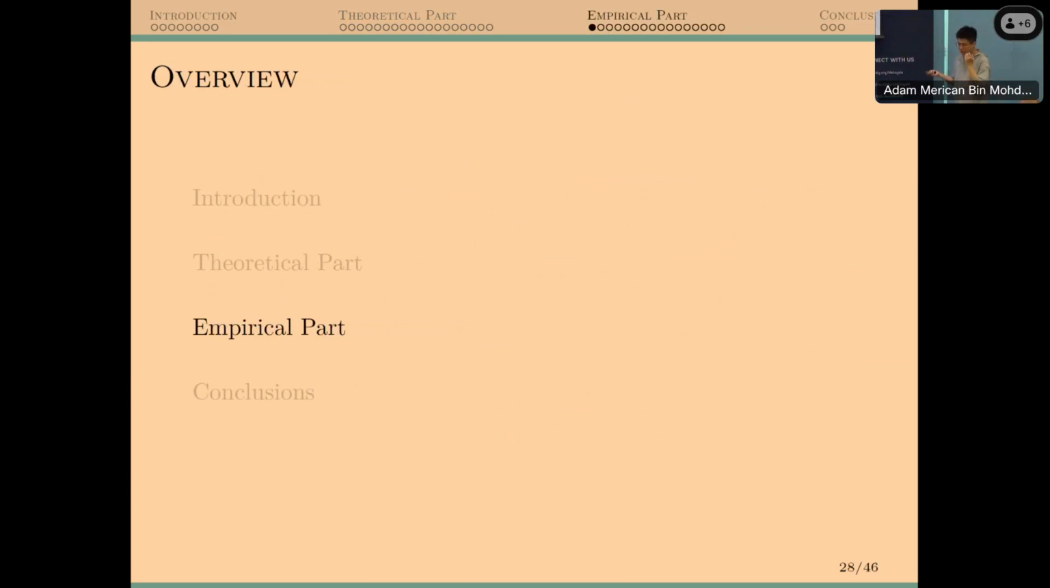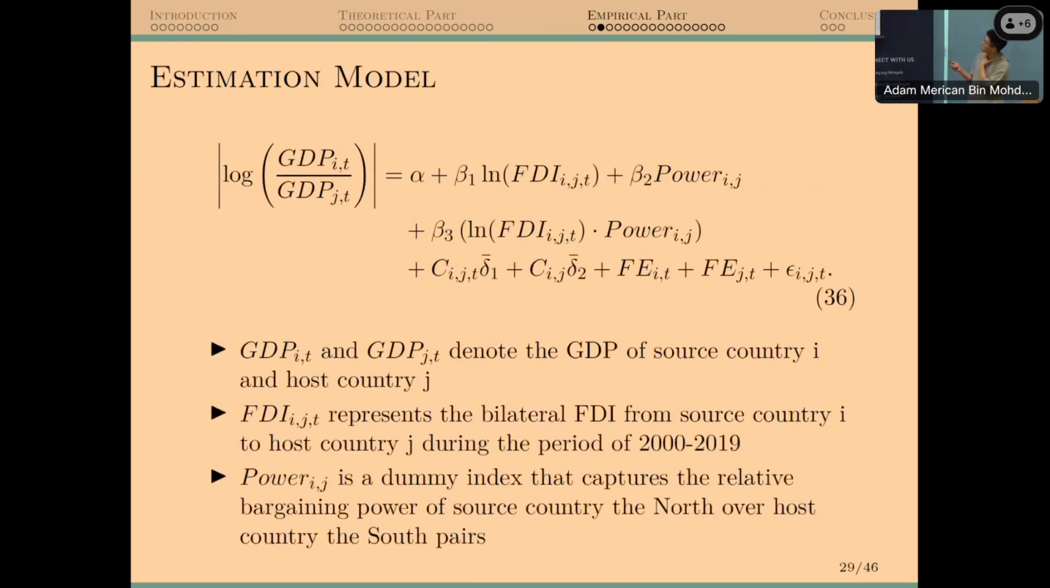Okay, then if there are no questions, I will go to the empirical part. The empirical part is simple. This is the model. We have the GBT, which stands for the GBT of the source country and the recipient country. We include FDI, the power, and their interaction terms. We put in different fixed effects and also some controls at different levels. Okay, so I will pay attention to how we construct the power dummy variable.